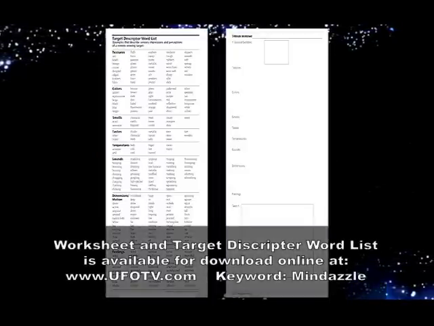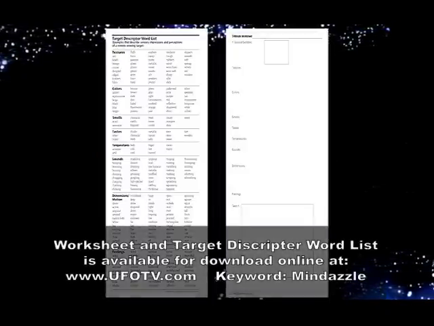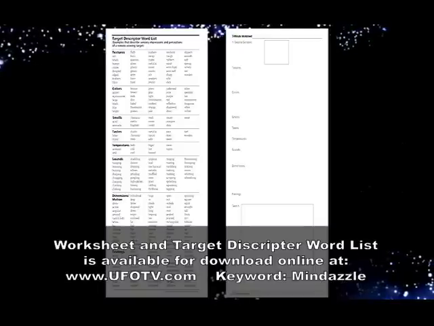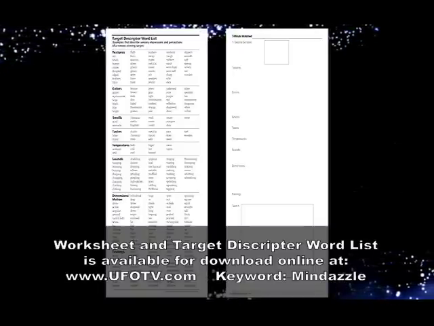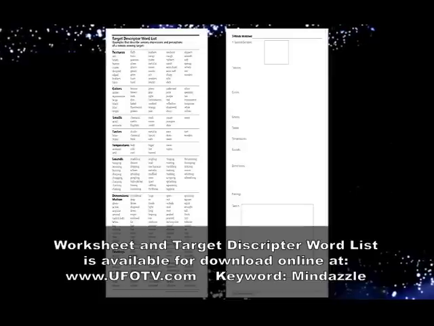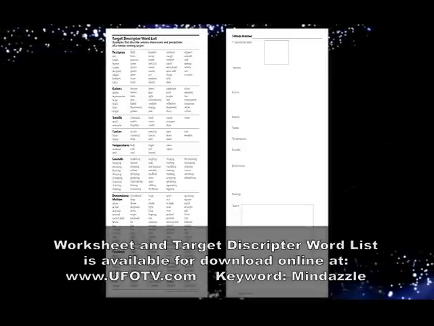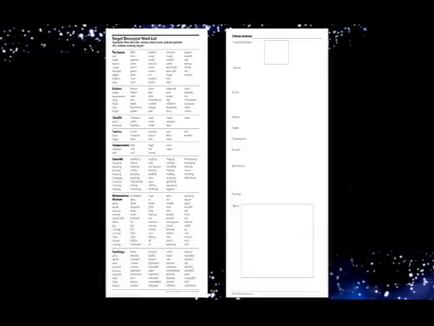Open up your workbooks. Pull out one of those sheets of paper, those worksheets. You're going to work with 2 things in front of you, that worksheet and also, at the very back of your book, your target descriptor word list. Those are the 2 things that you want in front of you.